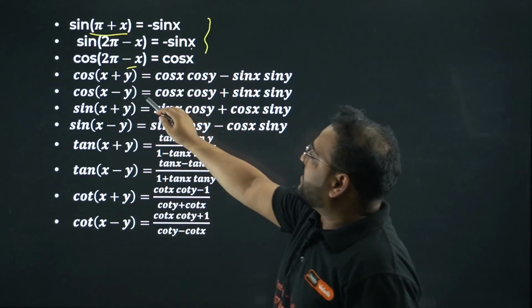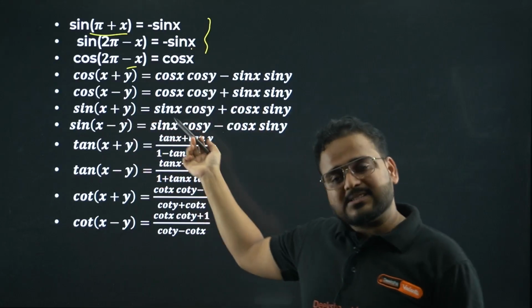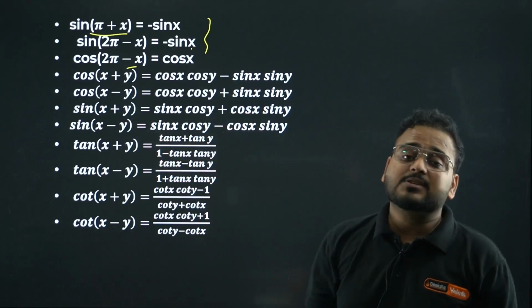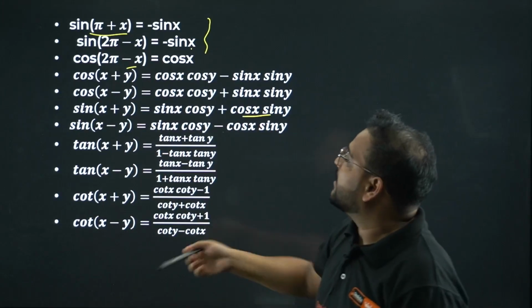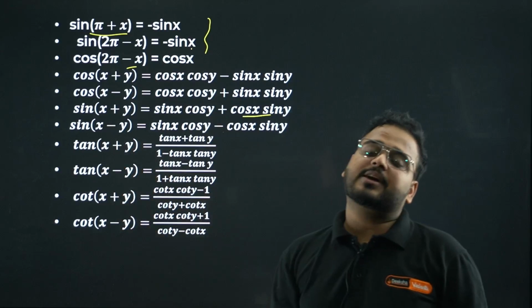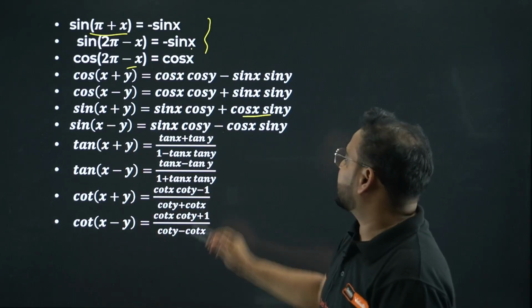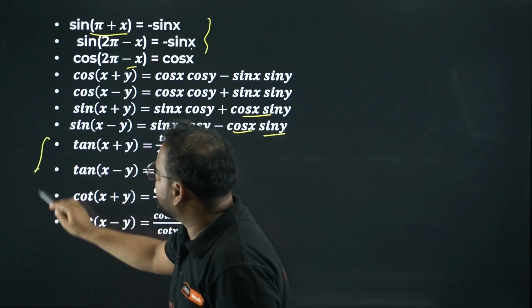The formula of cos of a plus b is cos a cos b minus sin a sin b. Over here cos of a minus b is cos a cos b plus sin a sin b. Please check, sin of a plus b is sin a cos b plus cos a sin b. Sin of x minus y is nothing but sin x cos y minus sin y cos x. Okay, remember these formulas. These are very, very important formulas.